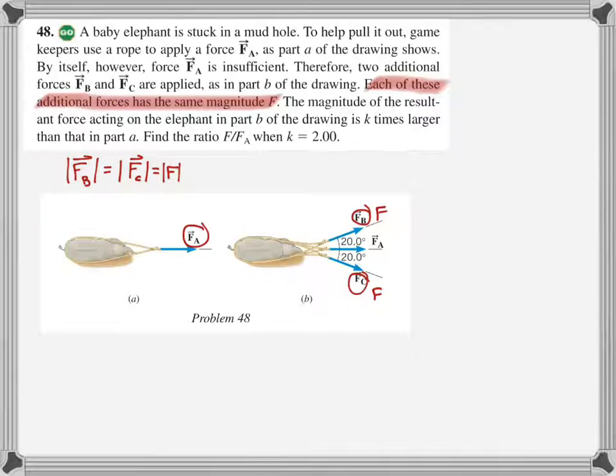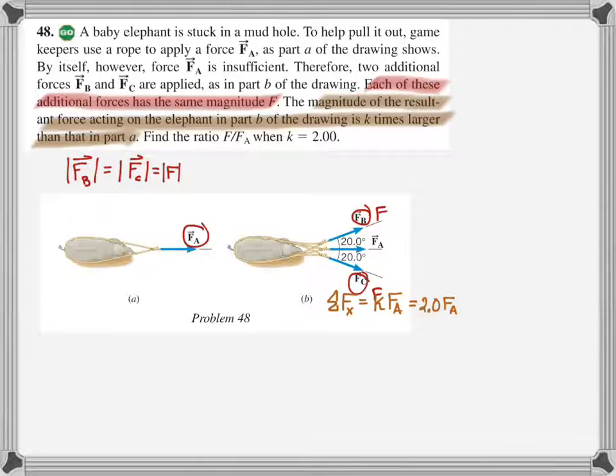So from the first thing, since they tell you that FB and FC are equal to each other and they're equal to this value F that you don't know, the next thing they tell you is that for the situation where the elephant is being pulled by the three forces, the net force that is being felt, meaning the sum of all the forces that is pushing this elephant, is equal to k times Fa, and then they tell you k is 2. So basically all these three forces added together should equal to twice that of Fa.